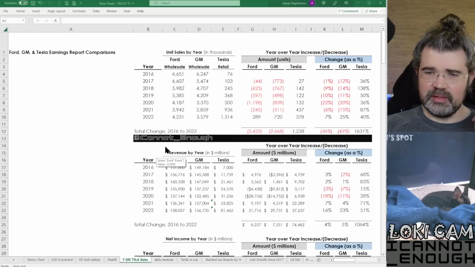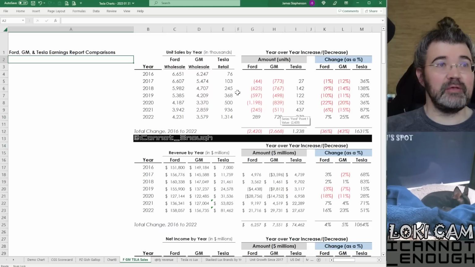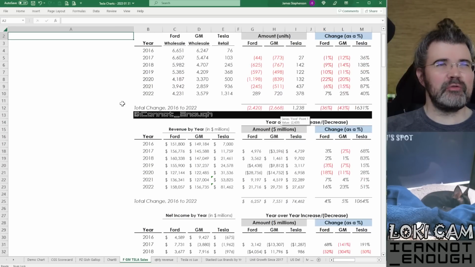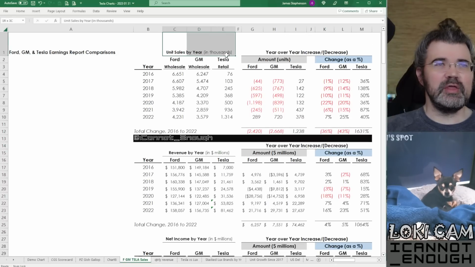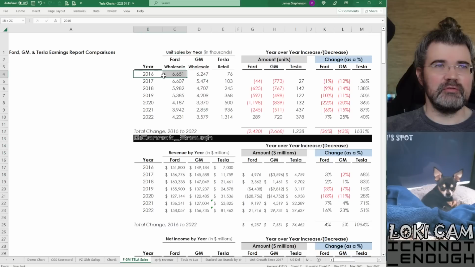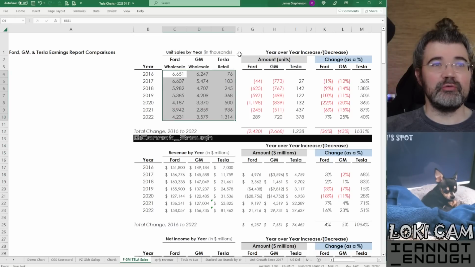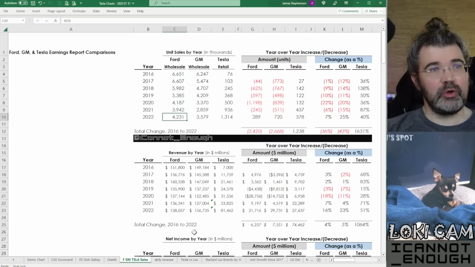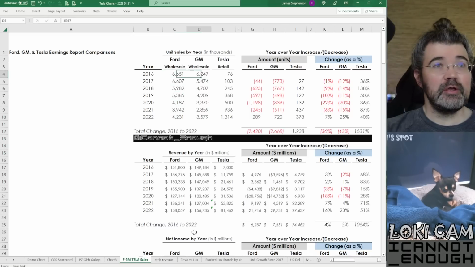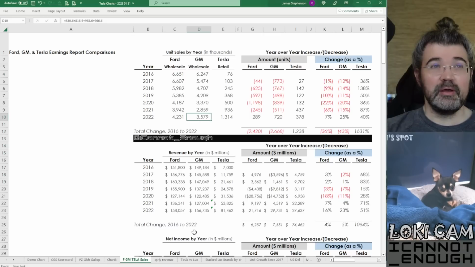So if I dispense with the Excel, you can see the data tables upon which these charts are based. Let me zoom in here some more. All you need to know here is these are the unit sales or the vehicles delivered, and you've got those by year for Ford, for GM, and for Tesla. So these are the annual number of vehicles sold in thousands. Ford declined from 6.7 million to 4.2 million over the last 6 years. GM declined from 6.2 million to 3.6 million over the past 6 years.